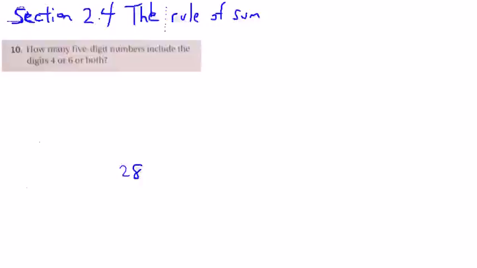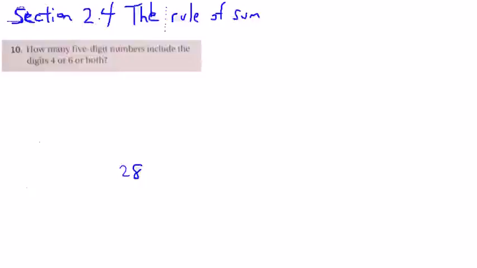Hello, ladies and gentlemen. I'm going to do my solution for section 2.4, question 10. The question reads, how many 5-digit numbers include the digits 4 or 6 or both? So think of some examples here.